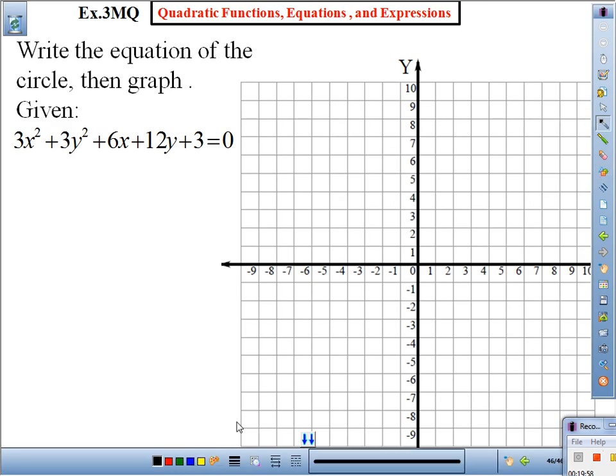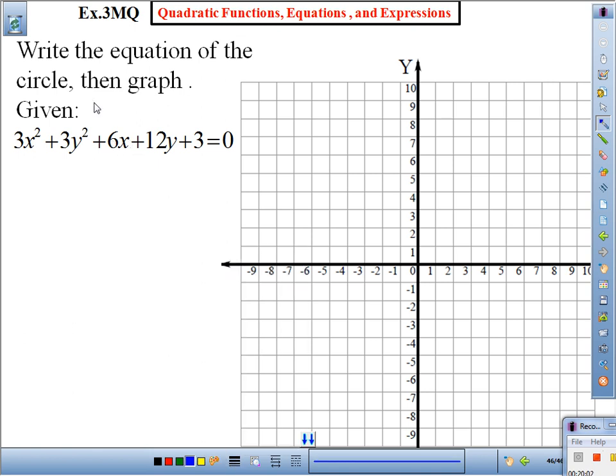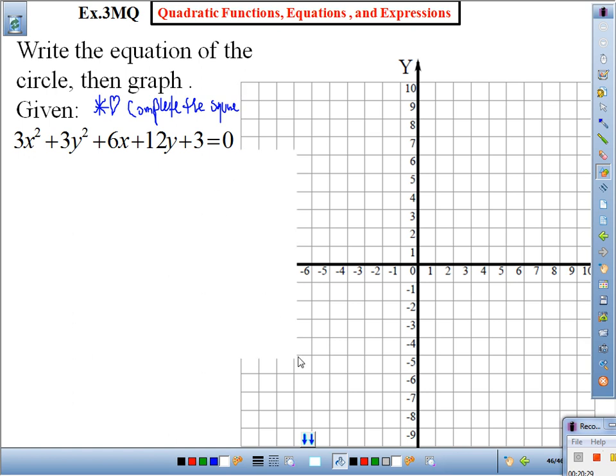Before I begin, though, in blue, right above the equation, I want you to make a note: asterisk, heart, complete the square. Very simple, but you'll see how it goes. And I'm going to need some extra room here, so let me make some room right there.